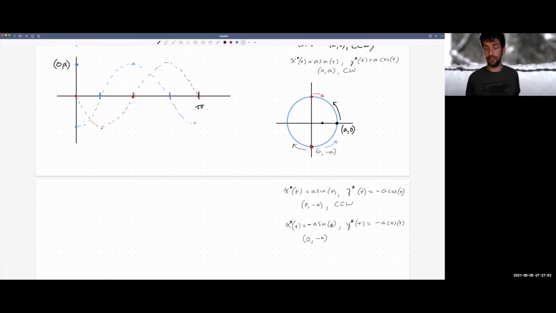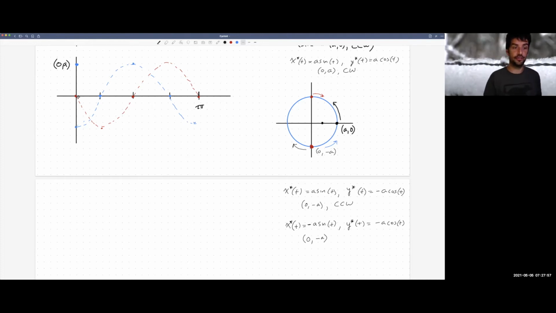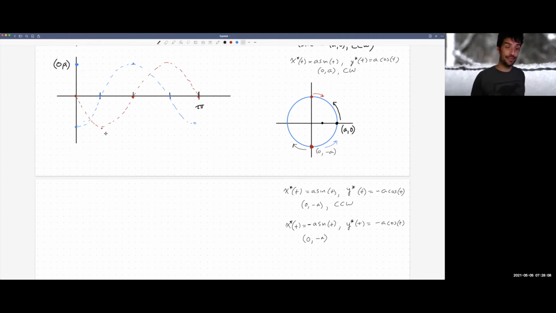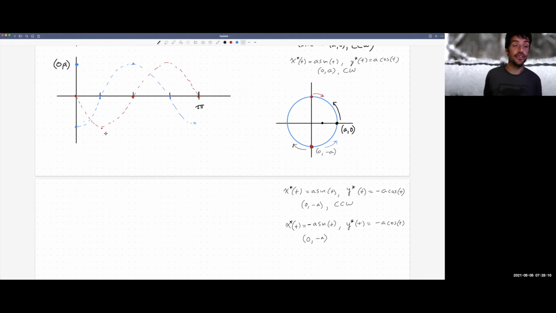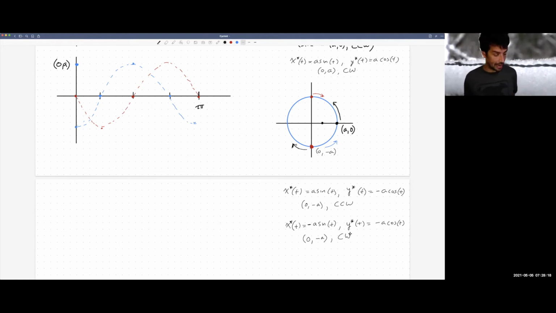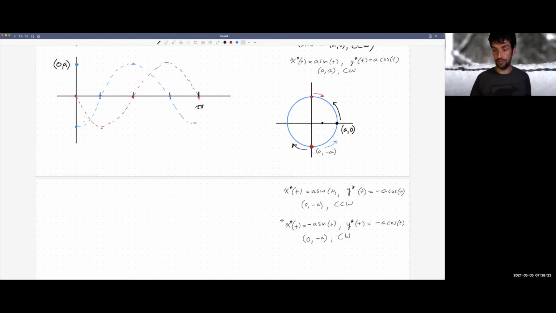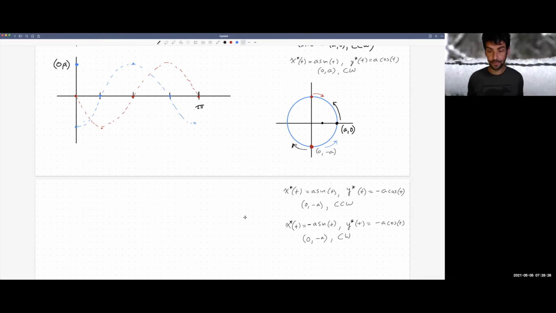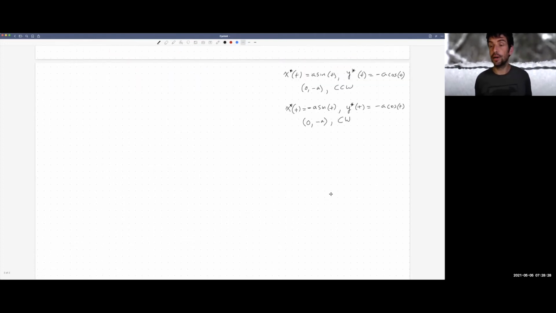As t increases, so we're starting at 0, what happens to our x coordinate? The x coordinate is given by this red dotted graph. The x coordinate immediately starts decreasing, moving left. Okay, so our point starts moving left. The y coordinate given by this blue dotted graph increases, starts moving up, and that's going to be the clockwise direction. Okay, so now we have functions, parametric functions, that describe a circle, a particle moving in a circle.